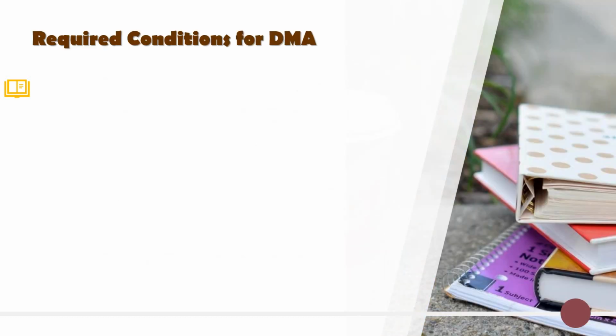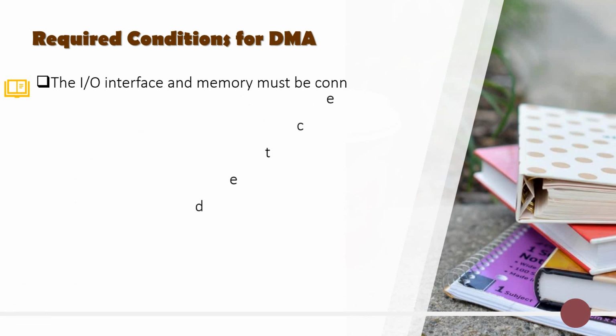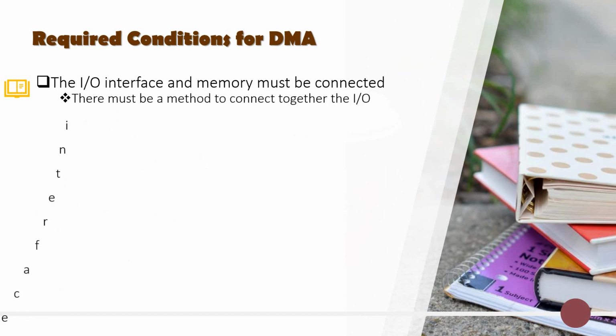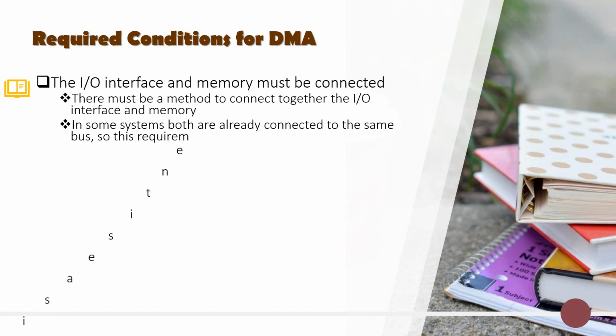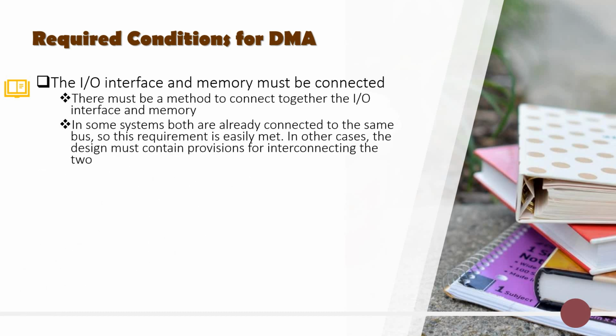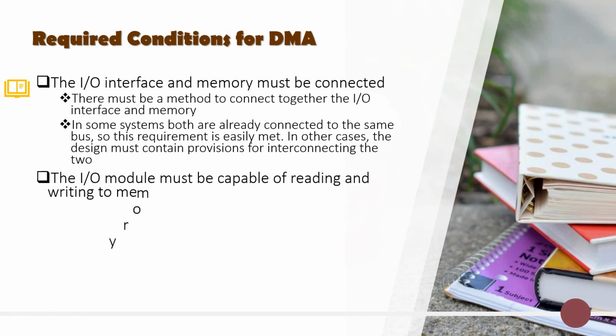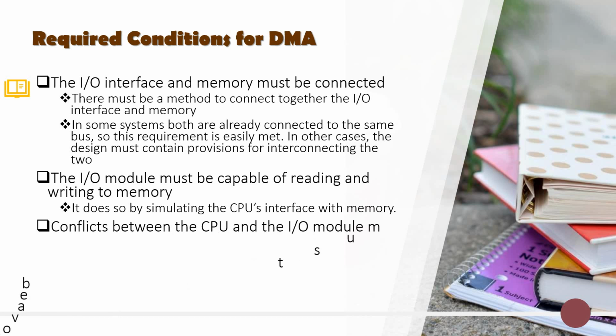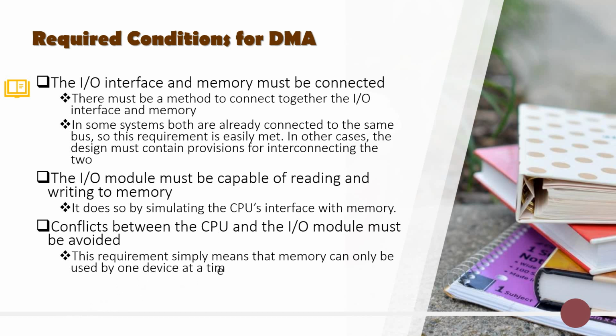Required conditions for DMA. The I/O interface and memory must be connected. There must be a method to connect together the I/O interface and memory. In some systems both are already connected to the same bus, so this requirement is easily met. In other cases, the design must contain provisions for interconnecting the two. The I/O module must be capable of reading and writing to memory. It does so by simulating the CPU's interface with memory. Conflicts between the CPU and the I/O module must be avoided. This requirement simply means that memory can only be used by one device at a time.